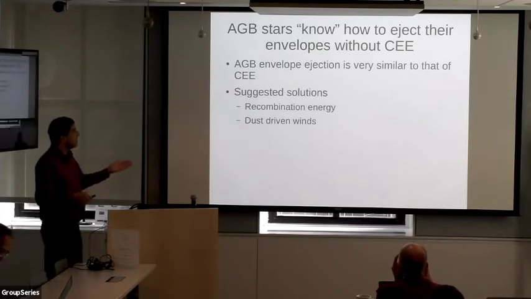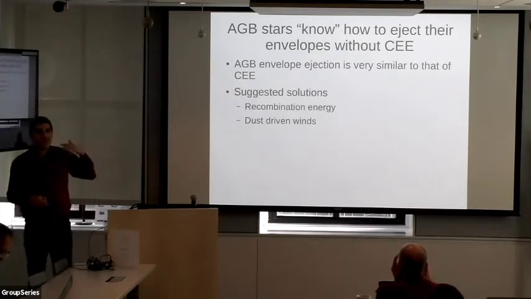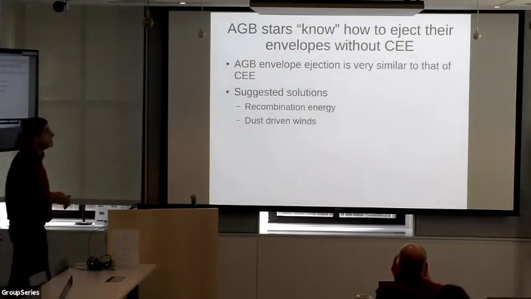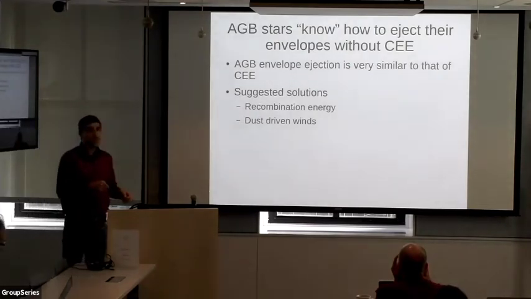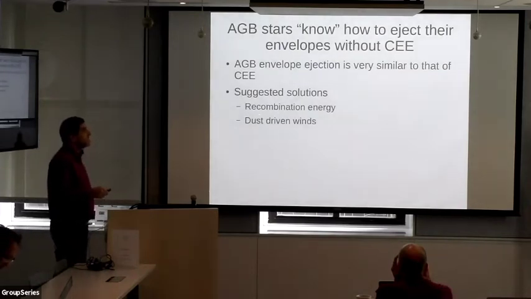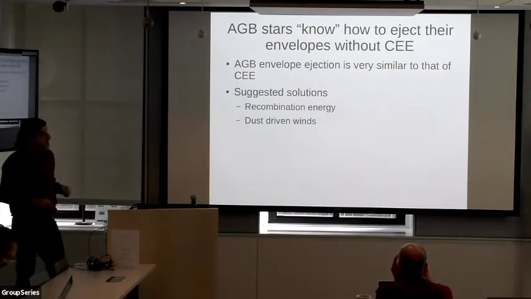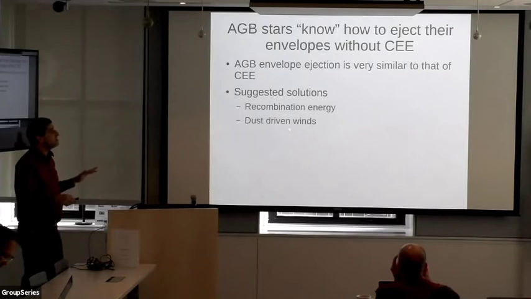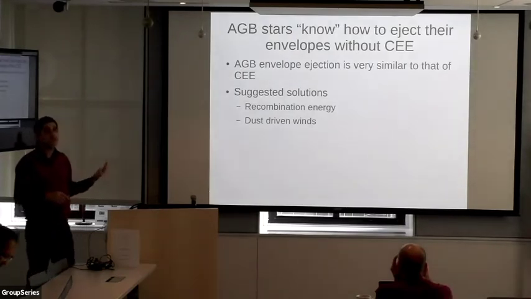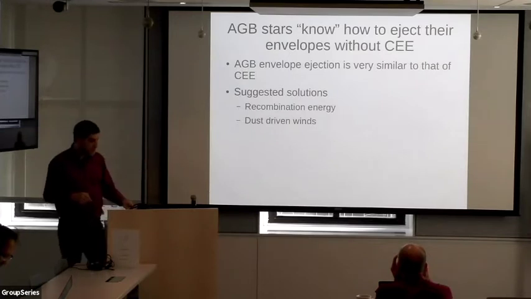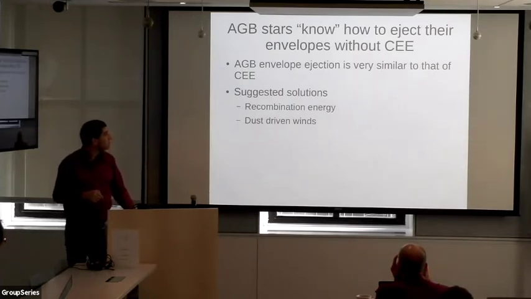How do they do that? Well, we can go back 30, 40 years, and the same ideas that we suggest now for common envelope were already discussed years ago. One of the suggestions was recombination energy, which Natasha studied a lot. The other possibility is dust-driven wind, which I'm going to discuss now. In the case of AGB stars, the paradigm now is that it's about dust-driven wind, and recombination energy was suggested to me not to be efficient enough in those cases.